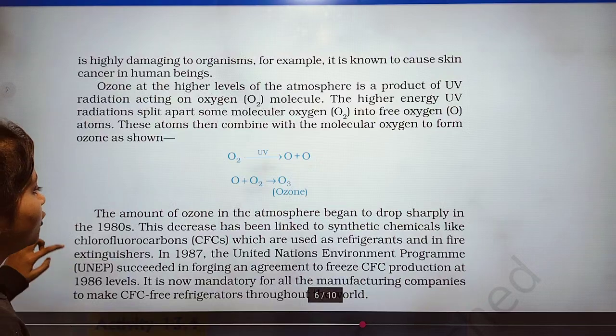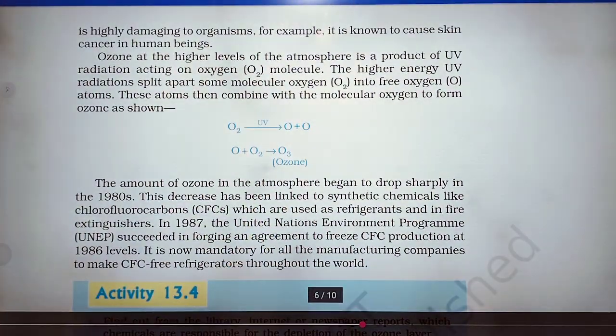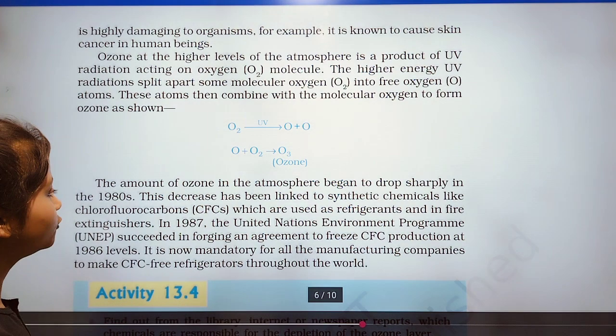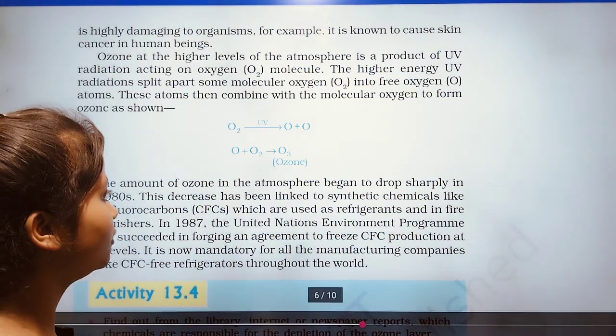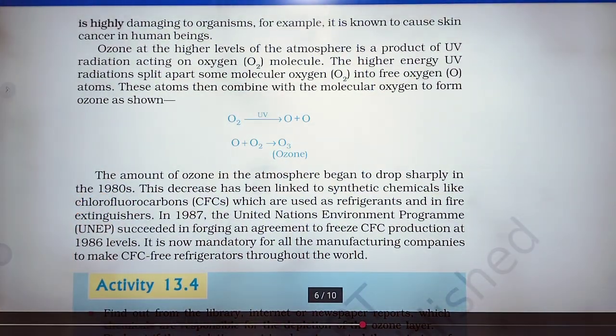Now the amount of ozone in the atmosphere began to drop sharply in the 1980s. Okay, in the 1980s, the amount of ozone began to drop sharply.